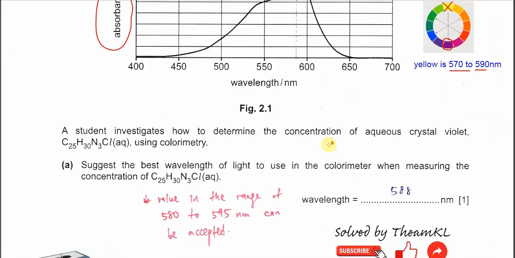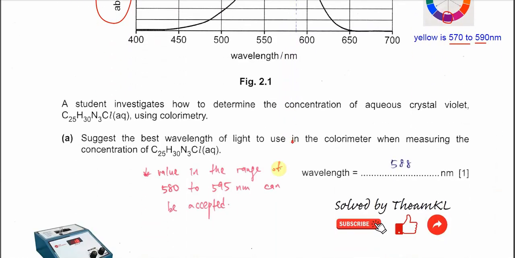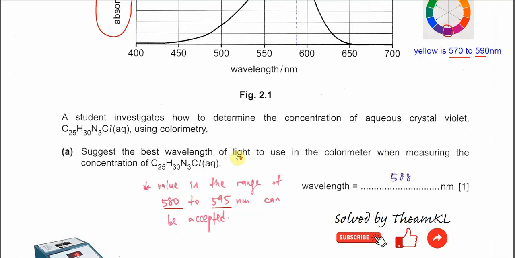So let's get back to this question, this absorption spectrum. That's why we should choose a wavelength around this range, about 570 to 590. But according to this absorption spectrum, you should choose a wavelength in this range, 580 to 595 nanometer. Any value within this range is acceptable. The answer in the mark scheme is 588 nanometer.